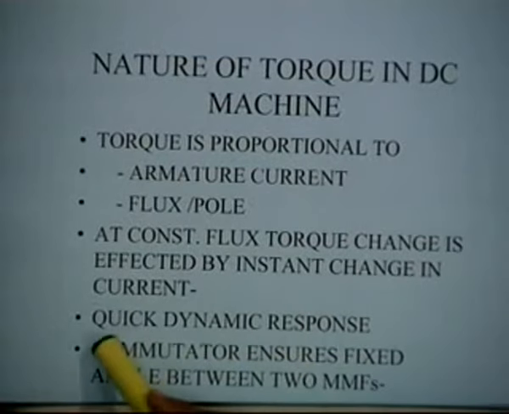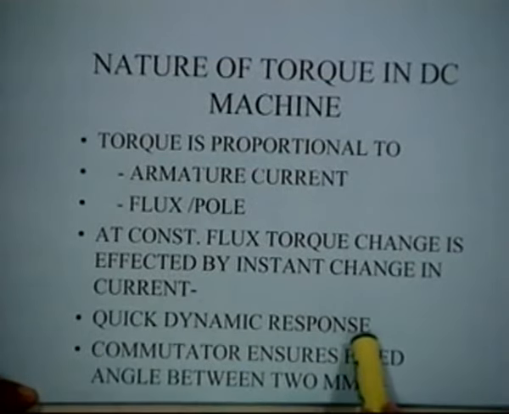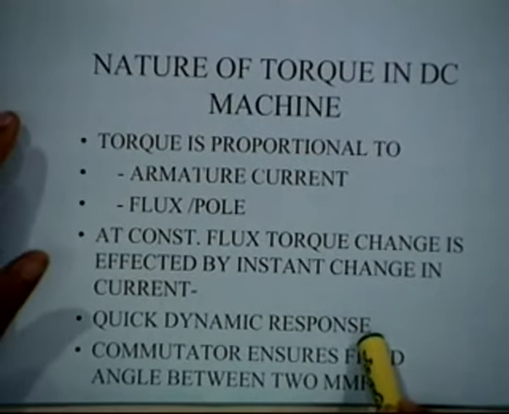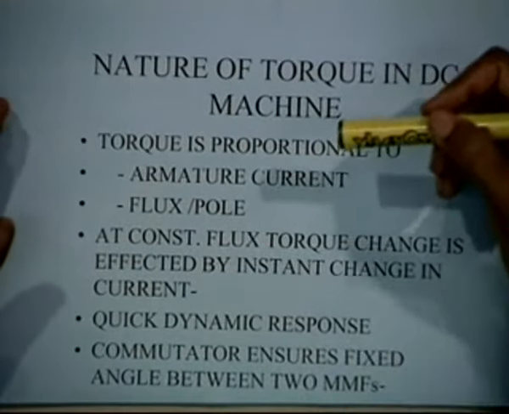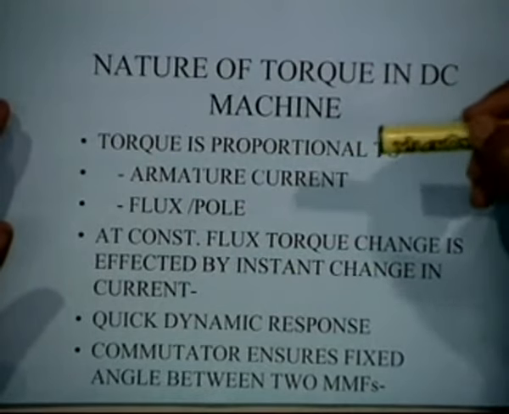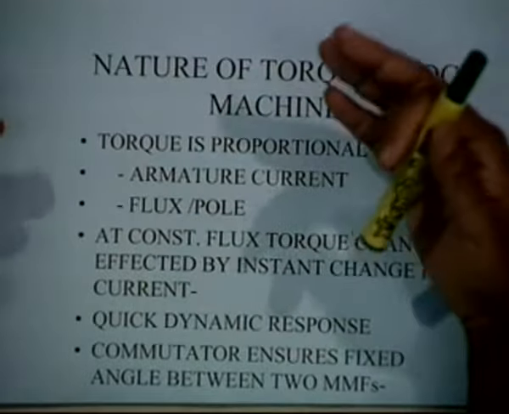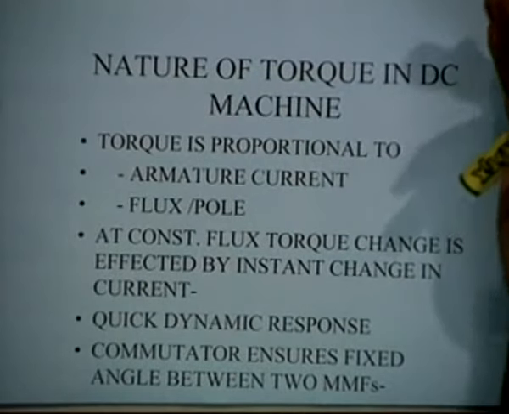Therefore, this is what is known as a quick dynamic response. The DC motor has a very quick dynamic response because it is capable of changing the current instantly in relation to the flux, in relation to the external torque. So if the torque doubles, for example, the current will double instantly. It should not happen that the torque doubles and the current doubles only after some time, because that time gap is likely to create disturbance in the dynamics of the system.